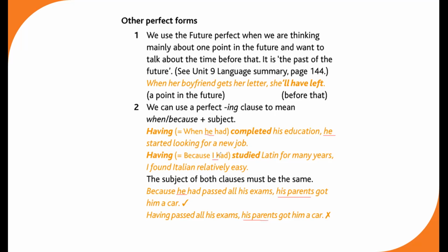Aquí, por ejemplo, I had, I found. El sujeto es el mismo en las dos. Ahí sí puedo usar este having. Cuando el sujeto es diferente, como en esta, he had, his parents got him, son diferentes, no podemos usar esta estructura having, ¿ok? That is the only rule that we need to remember in this part.